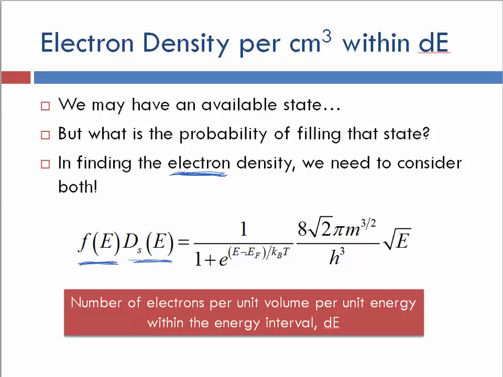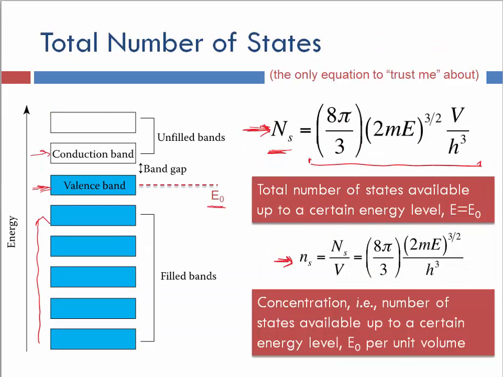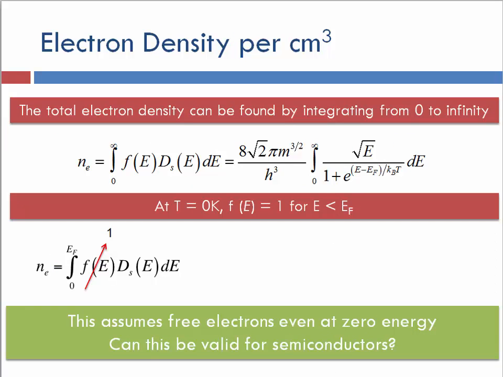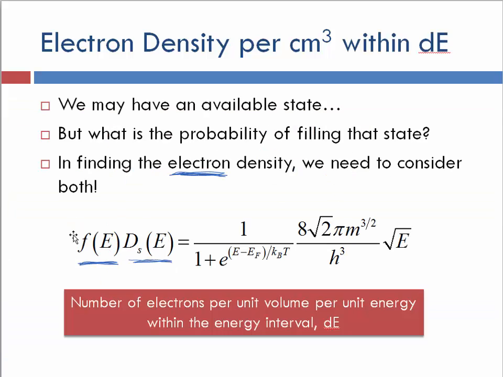Okay, so we multiply those equations together, and this is what we come up with. And I encourage you in your notes to go through and make sure that you can do these calculations, starting with, let me skip back real fast, n sub s. Like I said, please trust me about this equation, but you should be able to divide by volume and achieve the little n sub s equation, and then take the derivative of that with respect to energy and get the density of states equation, which is this one here. And then from that, we can take the density of states equation and multiply it by the Fermi probability equation here, and achieve this.